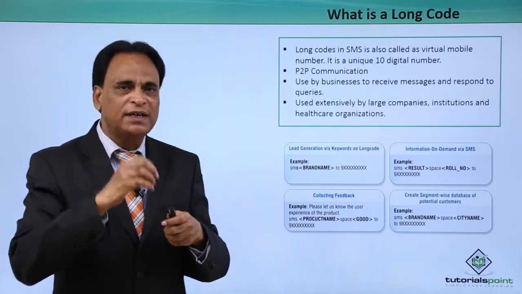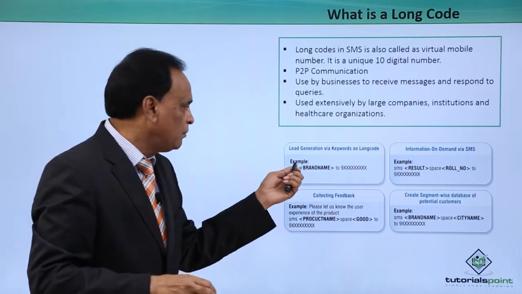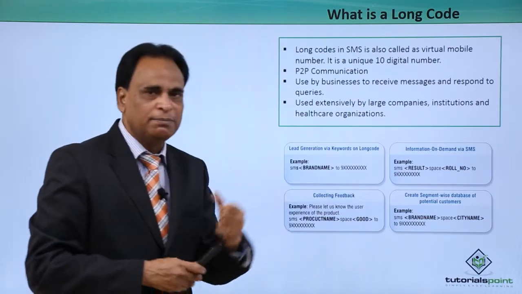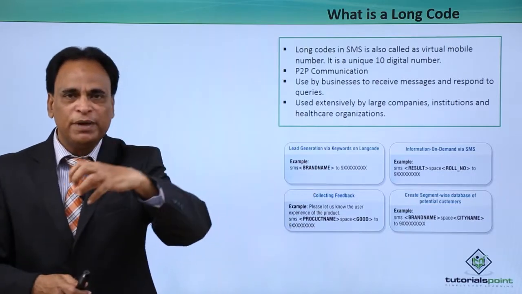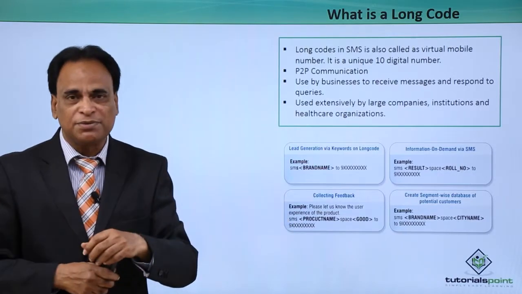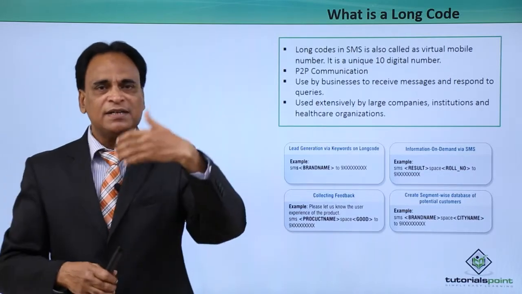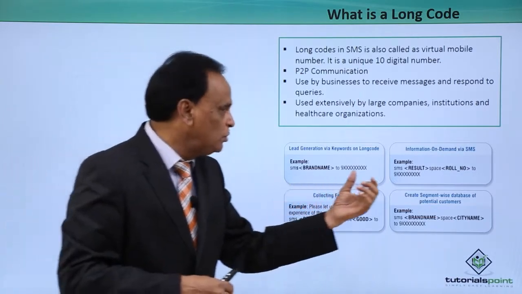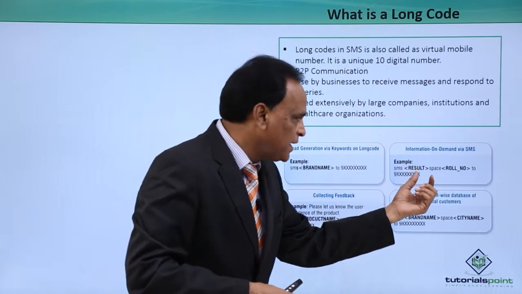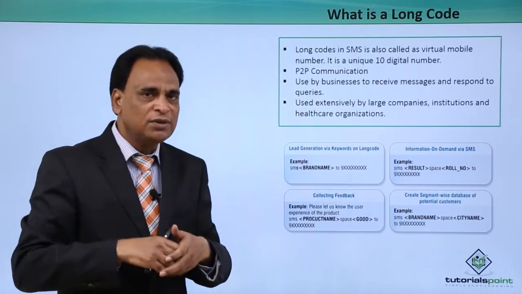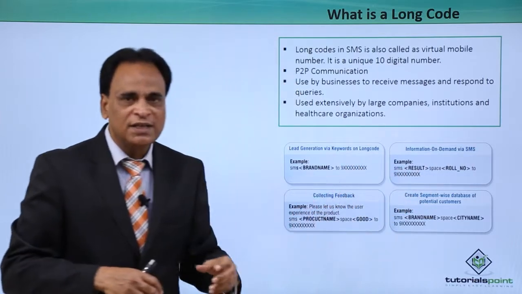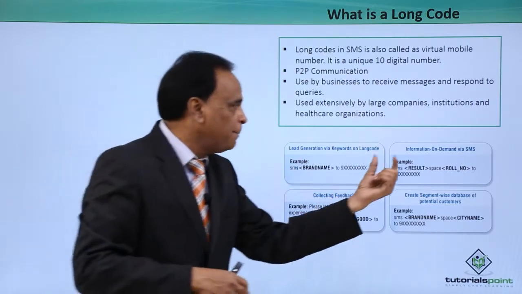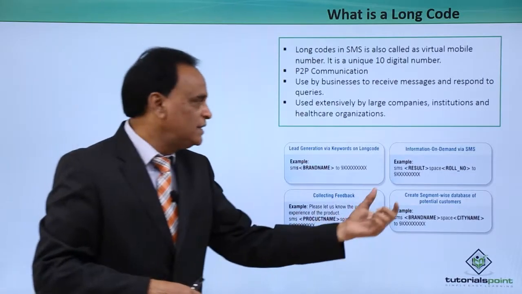It looks something like this. Let's say you want to generate a lead for a particular company or brand name. The user will send an SMS with the brand name to that particular number, that is the long code. They receive information based on what that particular subscriber has requested from the company. For example, if you want to get results for a particular examination, you type result, space, and the roll number associated with your examination, and you send that message. The company, institution, college or university will send you your result based on the roll number that you have put in the SMS.